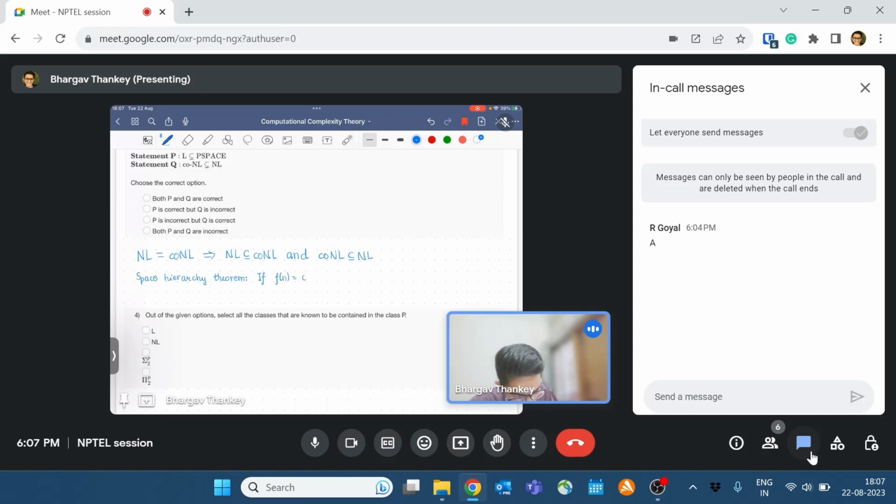If f(n) is small o of g(n), then D space f(n) is strictly contained in D space g(n), right?